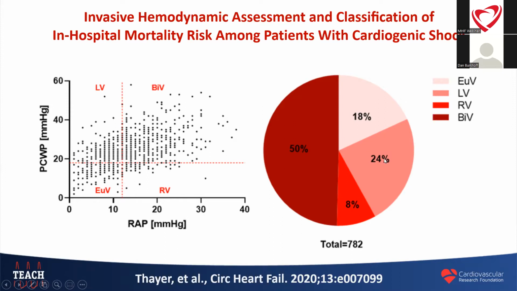And only 25% or so have isolated left-sided congestion, and another 20% are in the euvolemic state. And the bottom right, only about 10% present with isolated right-sided congestion. So this is the profile, but this congestion profile has important implications for prognosis.